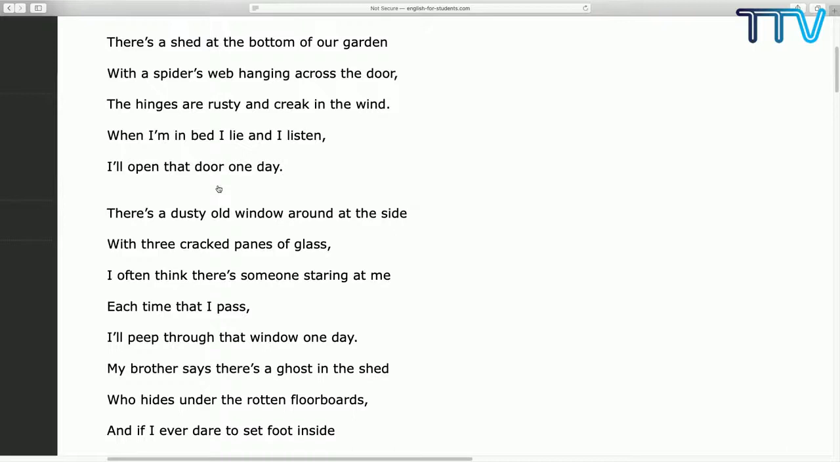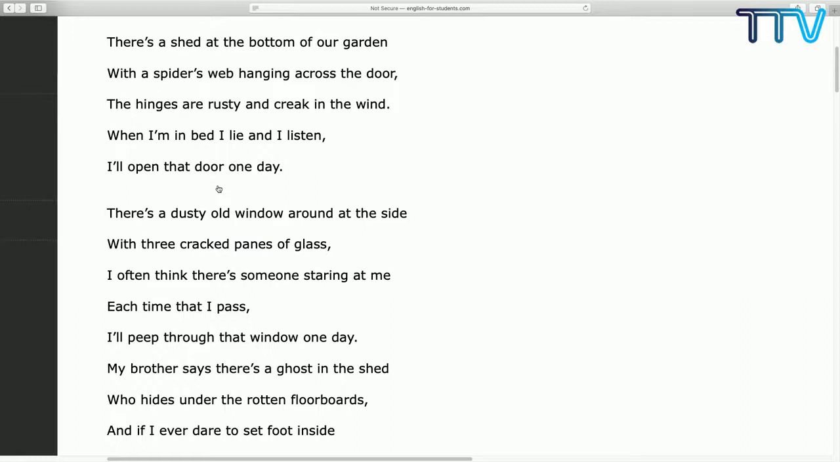"There is a shed at the bottom of our garden with the spider's web hanging across the door. The hinges are rusty and creak in the wind. When I am in bed, I lie and I listen. I will open that door one day." If you look at this first stanza, he is just describing.